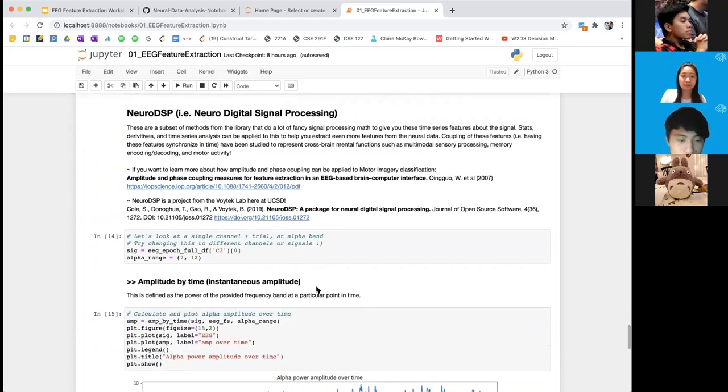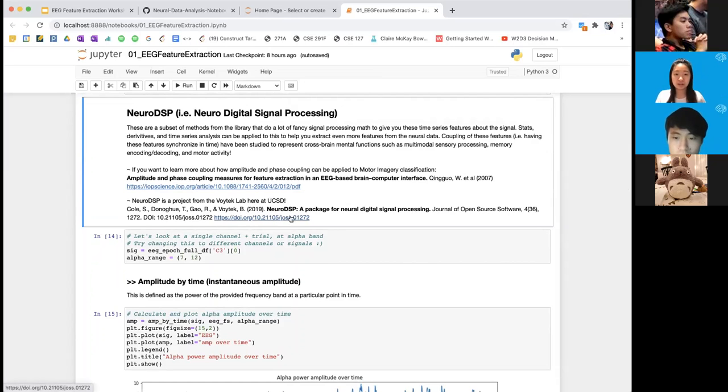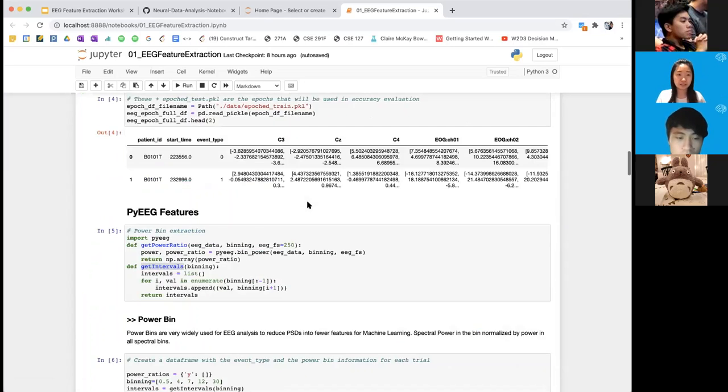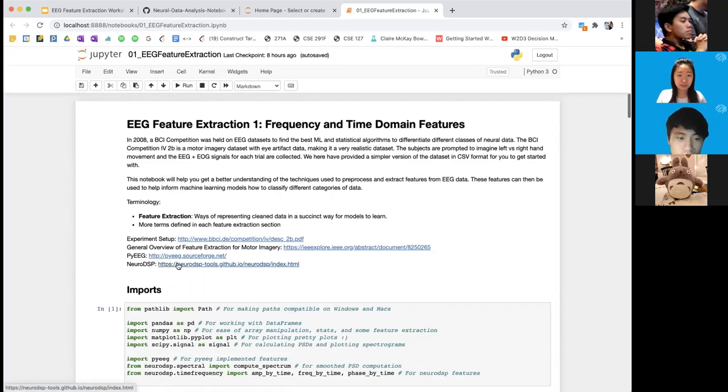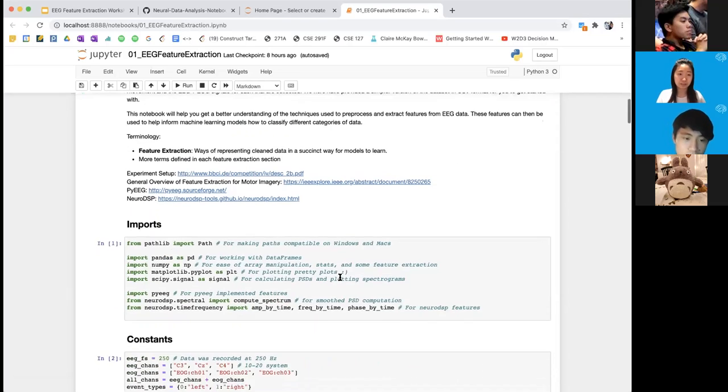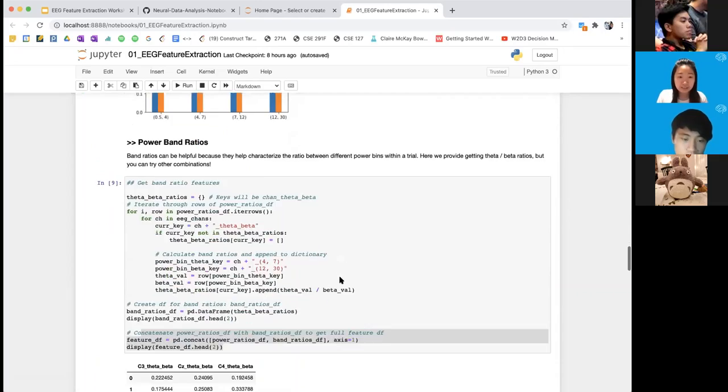Okay, so NeuroDSP. This is a subset of the library. If you want to explore more, the paper is here, and I think I linked their GitHub here. PyGs is here, and then some more papers that are good, and then experiment setup. So you can feel free to explore that.